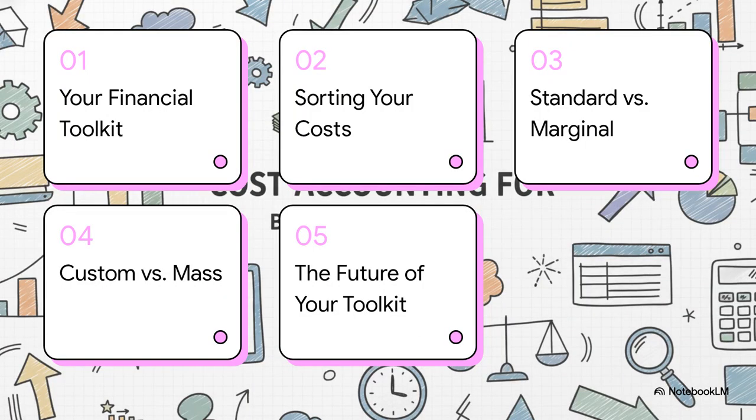So, here's our game plan for today. We'll start by really digging into this idea of a financial toolkit. Then, we'll cover the most important first step, getting your costs sorted out. After that, we'll look at two really precise tools, standard and marginal costing. We'll even figure out how to pick the right method depending on what your business actually does. And finally, we'll take a peek at how new tech is giving this whole toolkit a major upgrade.